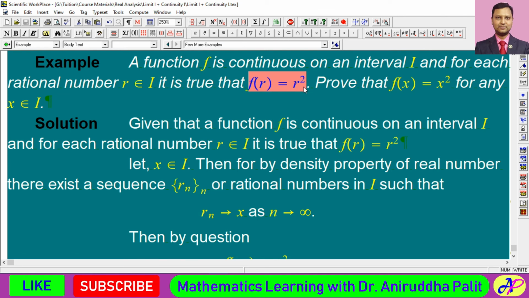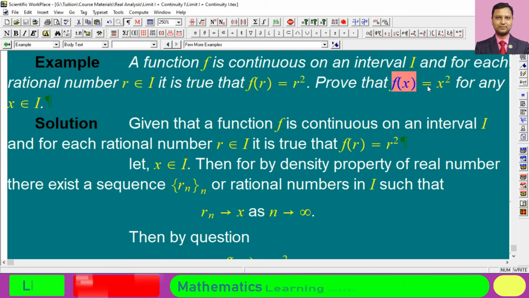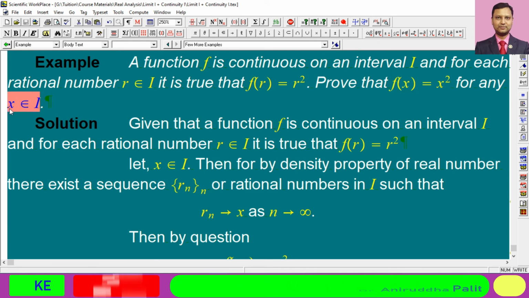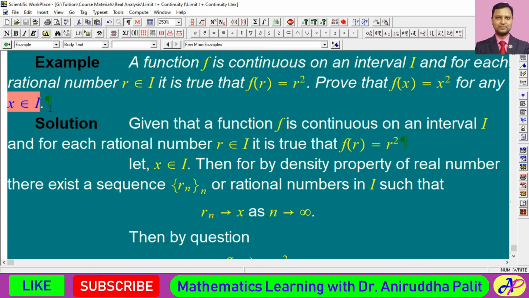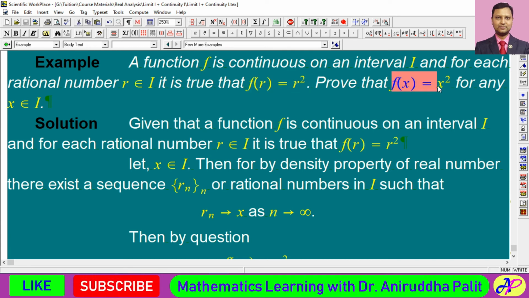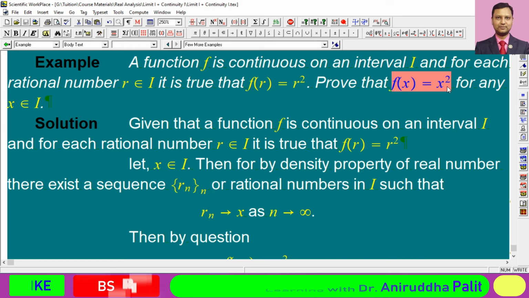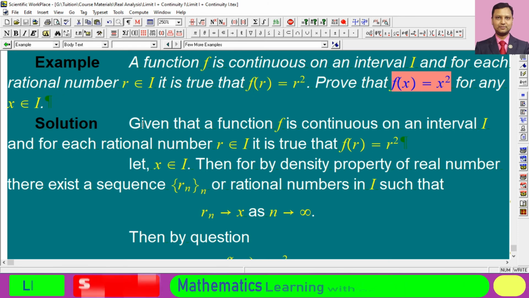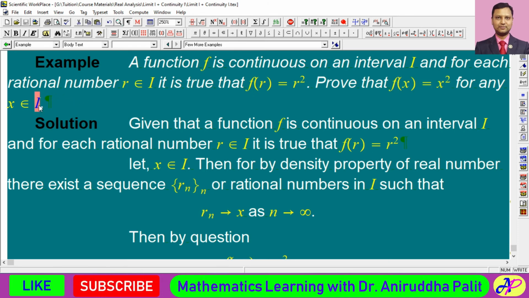We have to prove that f of x is equal to x square for any x belonging to I. That means x এখানে রেশনাল নাম্বার হতে পারে, ইরেশনাল নাম্বার হতে পারে, যাই হোক না কেন আমরা অলরেডি রেশনাল নাম্বারের জন্য আমাদের এই ইনফরমেশনটা প্রোভাইড করা হয়েছে, বাট আমাদের দেখাতে হবে সেম রেজাল্ট হোল্ডস for irrational number as well. So in that case আমরা কনক্লুশন ড্র করতে পারবো that f of x is equal to x square for rational as well as for irrational numbers in the interval I.